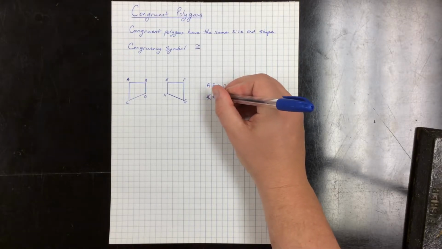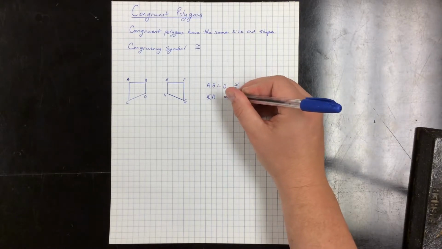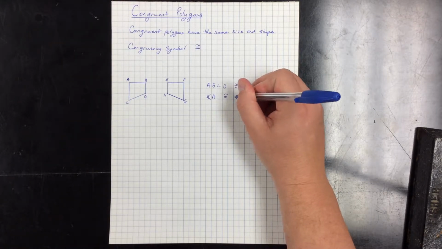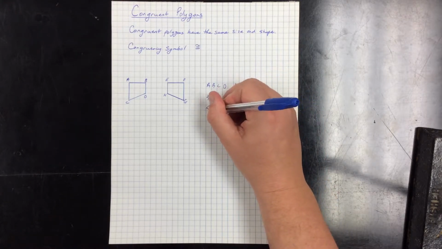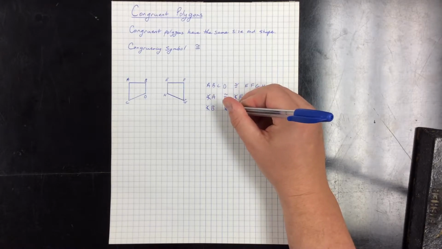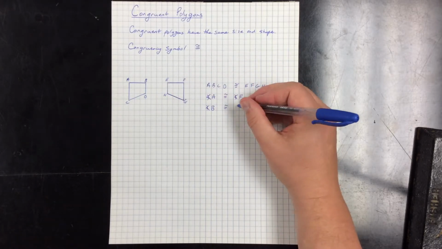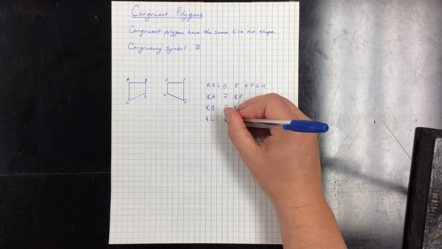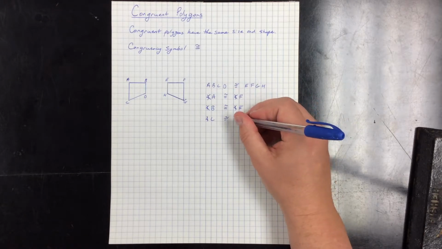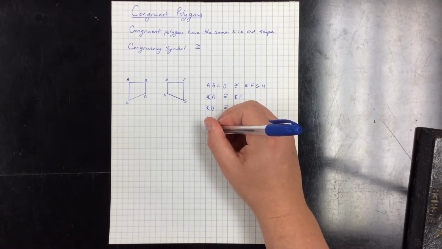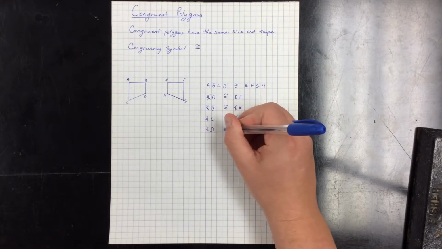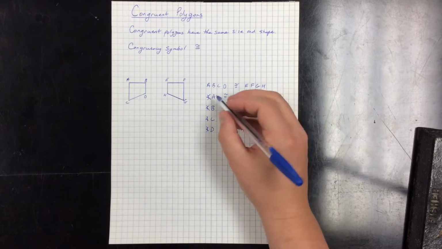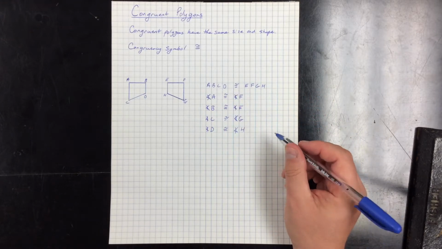So we have angle A, which is congruent to, so A is the same as F. So angle A is congruent to angle F. Angle B is congruent to angle E. Angle C is congruent to angle G. And angle D is congruent to angle H. So we have the different angles that are equal or congruent to each other.